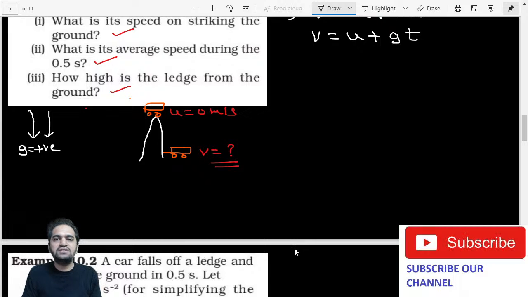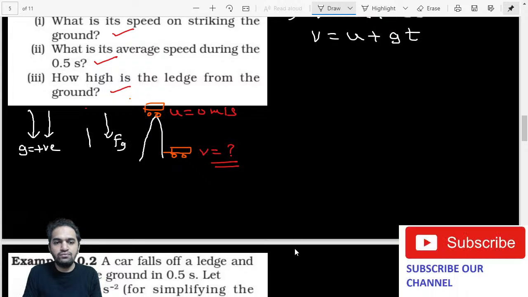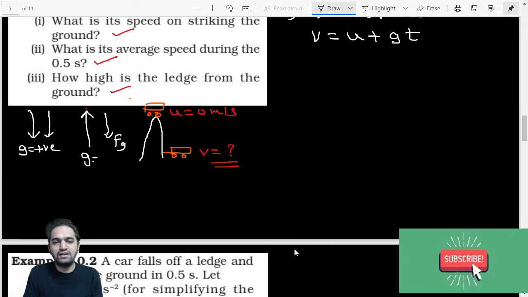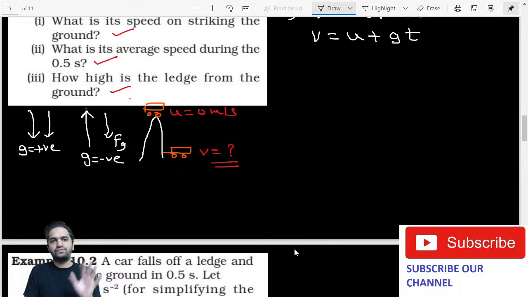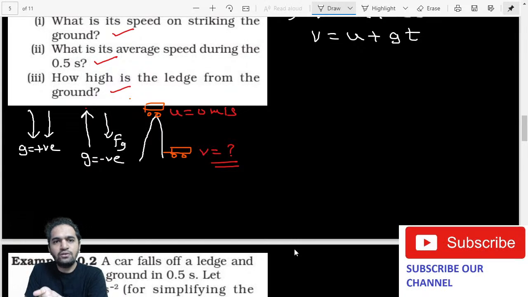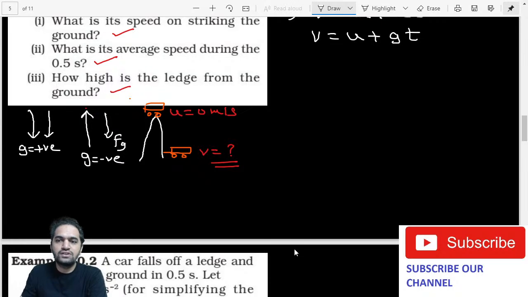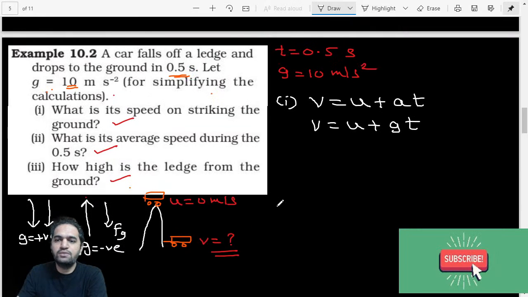And g has to be taken negative when gravitational force is downward and you are trying to take the object upward, against gravity. Are you understanding when to take it positive and when to take it negative? You take it positive if the object is falling. If you are taking the object from the bottom to the upper side, against gravity, then you take g as negative. So we have decided the value of g would be positive because the object is falling.